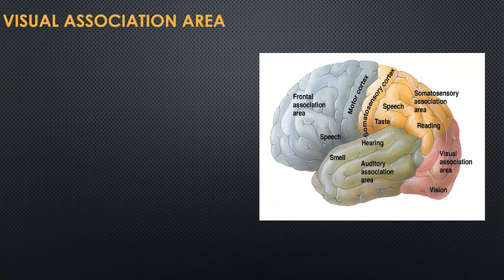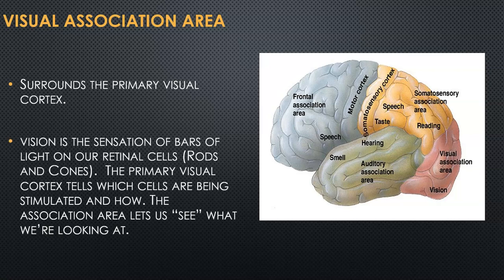Okay, the visual association area surrounds the primary visual cortex. And again, vision is the sensation of bars of light on our retinal cells, the rods and the cones. The primary visual cortex tells which cells are being stimulated and how, and then the association area lets us really see what we're looking at. It's kind of interesting in that way.